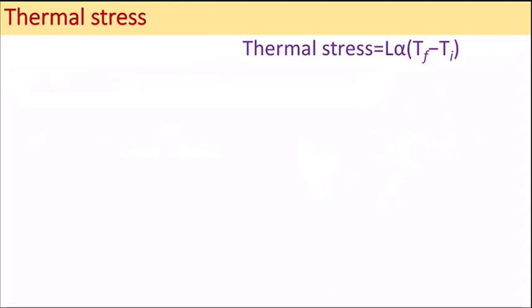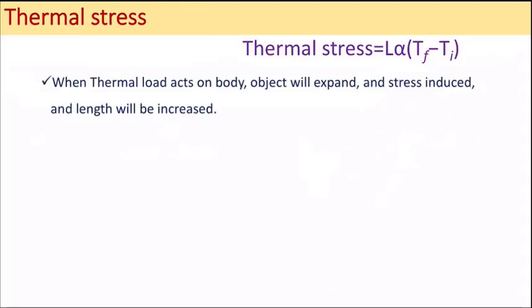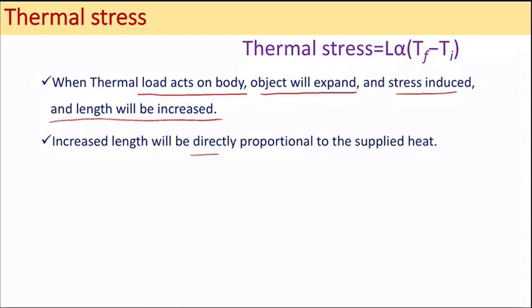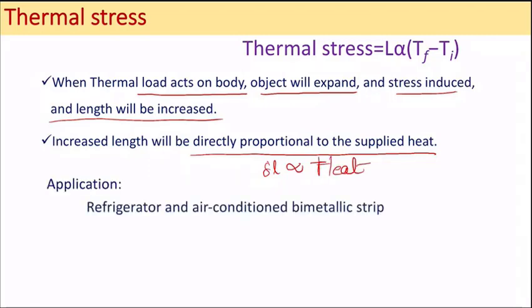Next, thermal stress. Due to the temperature, stress will be created within the object. That is called thermal stress. When thermal load acts on a body, the object will expand, stress is induced and the length will increase. That stress is called thermal stress. The increase in length is directly proportional to the supplied heat. This change in length will be directly proportional to the applied temperature, that is heat. Applications: refrigerator and air conditioning unit, bimetallic strip, thermostat. These are the best examples for thermal stress application.